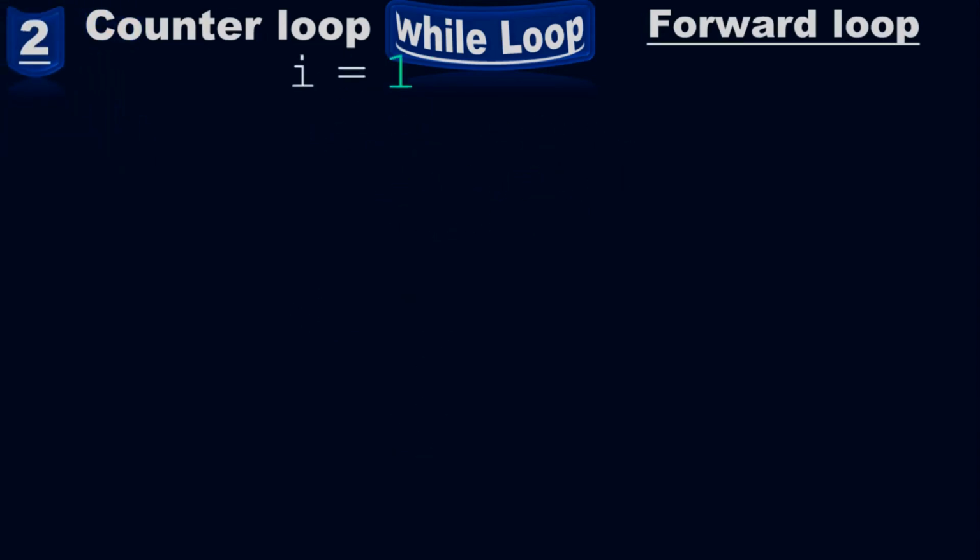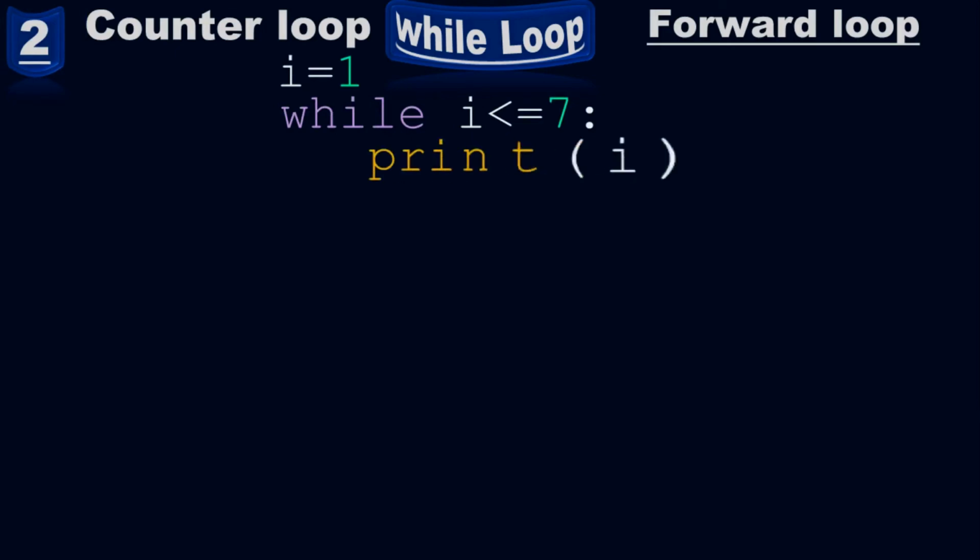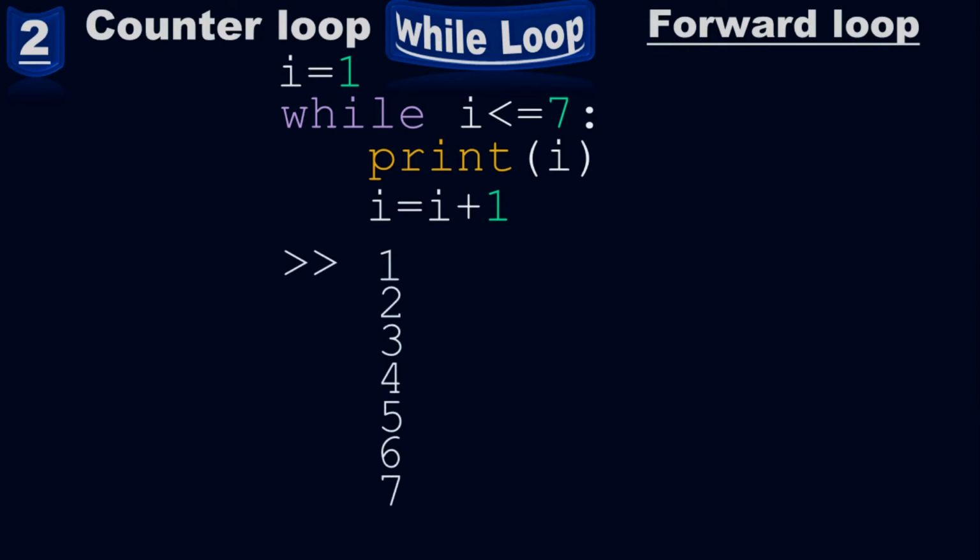Example number 2. I equals to 1, while I is less than or equals to 7. Put the colon and then press the enter button. Your new line will start here. Print of I, and then add the counter formula, which is I equals to I plus 1. You'll get this output: 1, 2, 3, 4, 5, 6, 7.